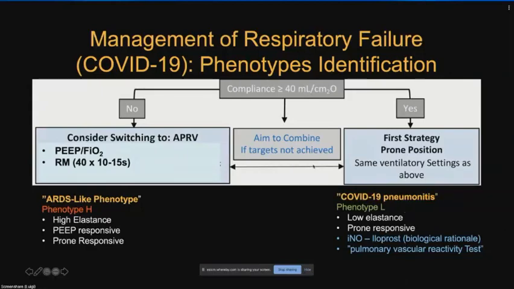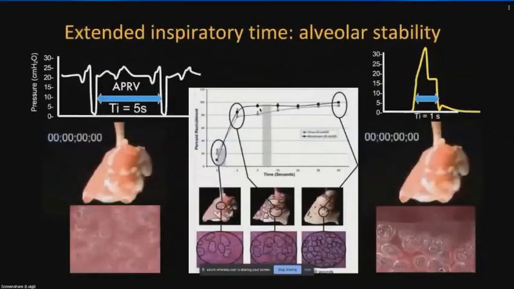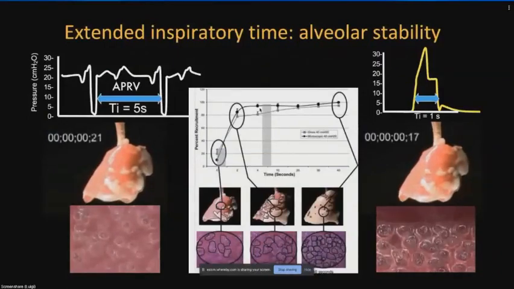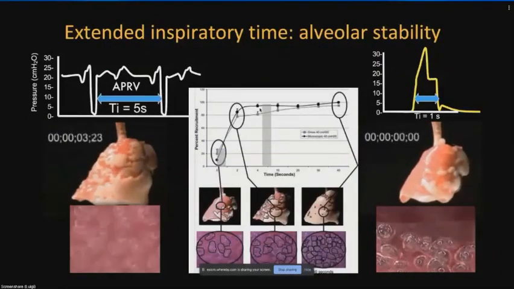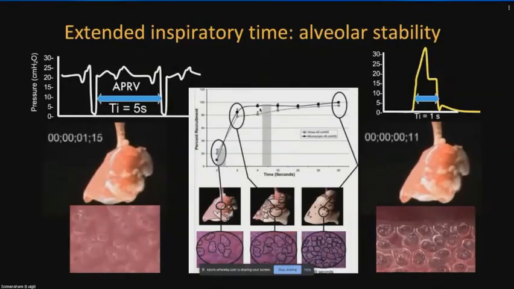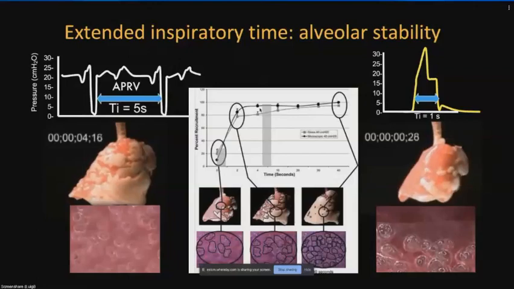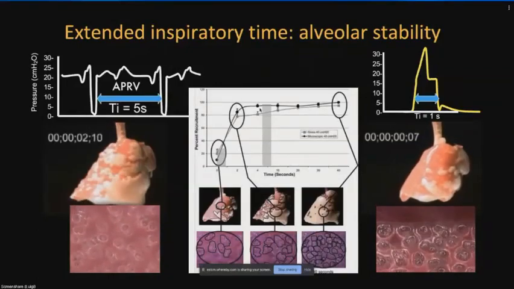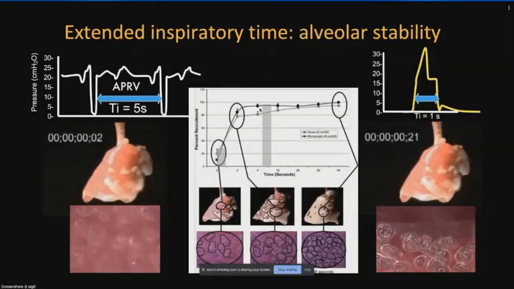However, if the compliance is less than 40 or is compromised, in that case we know the FRC is reduced, the lung volume is smaller and might respond to PEEP or to short recruitment maneuvers. And sometimes we use airway pressure release ventilation to improve recruitment and maintain alveolar stability. This is just a little video to show the effect of the inspiratory time on alveolar stability. And this is one of the modalities that we use occasionally to increase the mean airway pressure, but at the same time maintain a lower peak or plateau pressure.